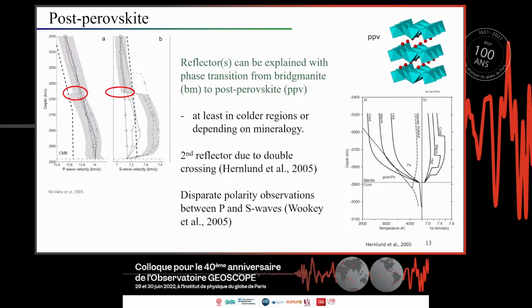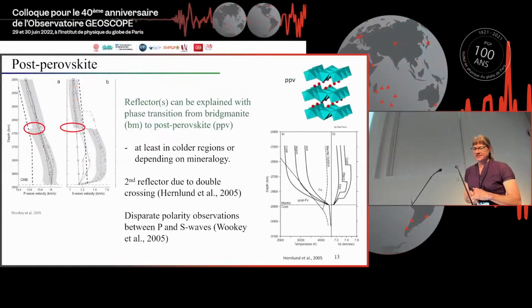So at least in cold and normal regions, we should see this reflector, and we should also see possibly a second reflector. We can also explain these polarity observations of P and S waves, because the post-perovskite has a very strong reduction in bulk modulus, and therefore has a small reduction in P wave velocity, whereas the S wave velocity is increasing, shown there by the two red circles.